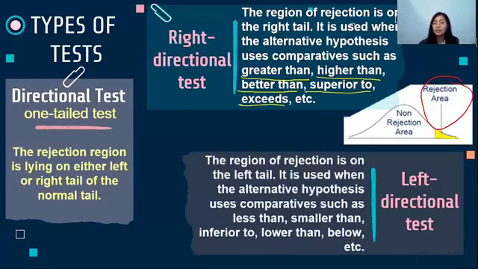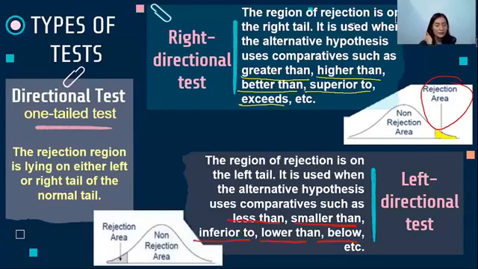Next, the left directional test. It is when the region of rejection is on the left tail. It is used when the alternative hypothesis uses comparatives such as less than, smaller than, inferior to, lower than, below, etc. If we illustrate it on our normal distribution curve, the rejection area is lying here on the left tail of our normal curve. Let's have an example for the right and left directional tests.